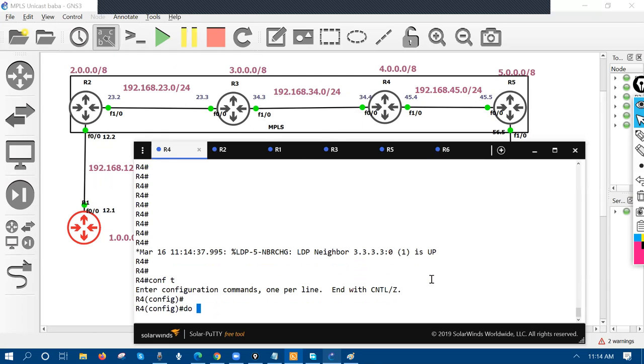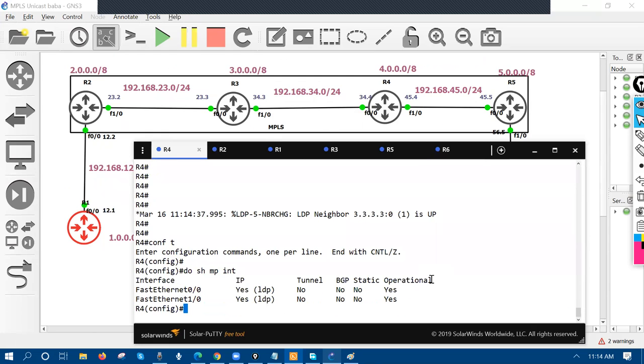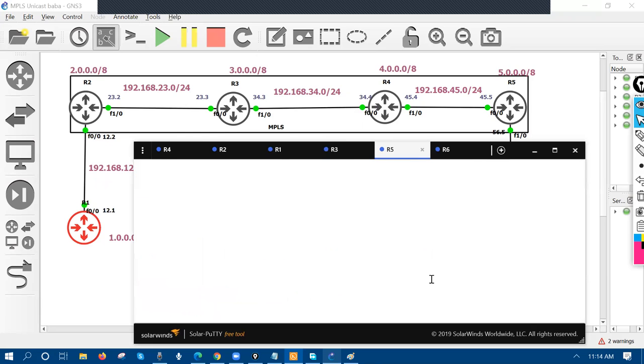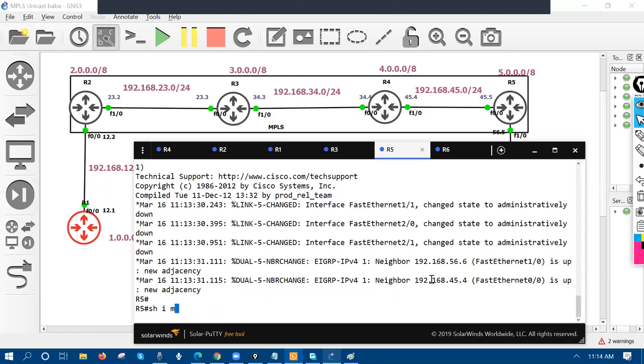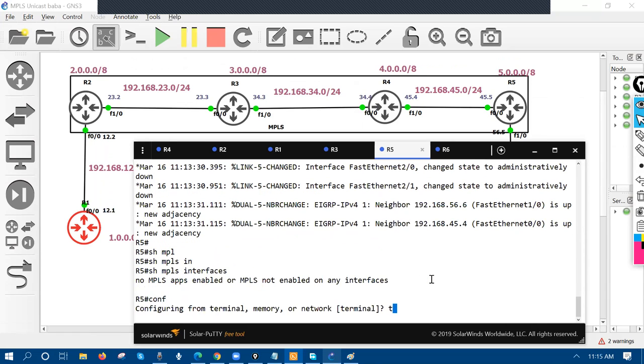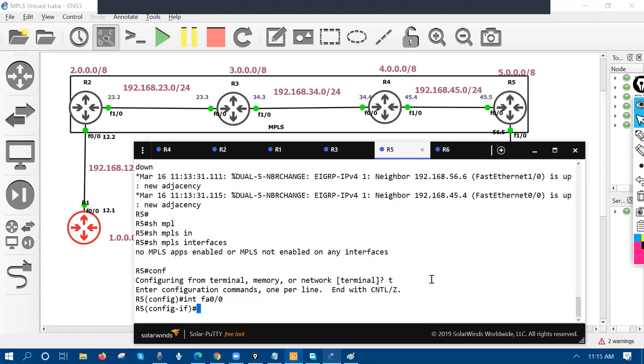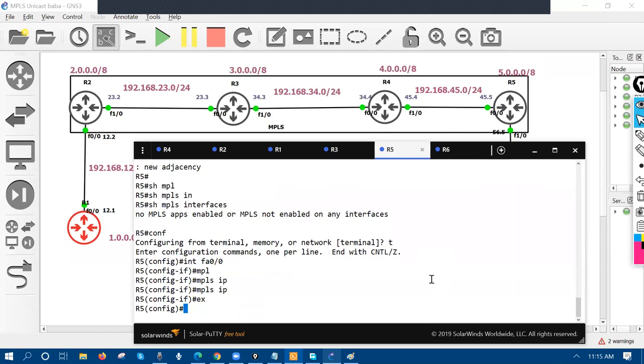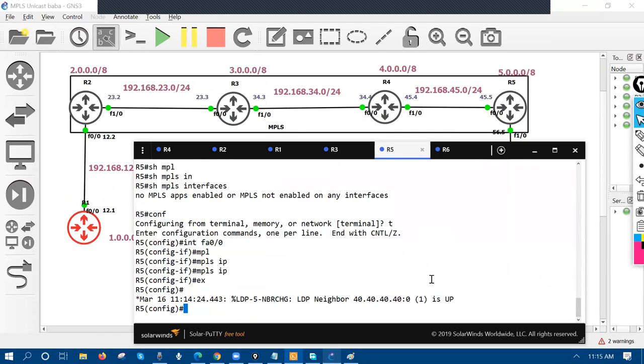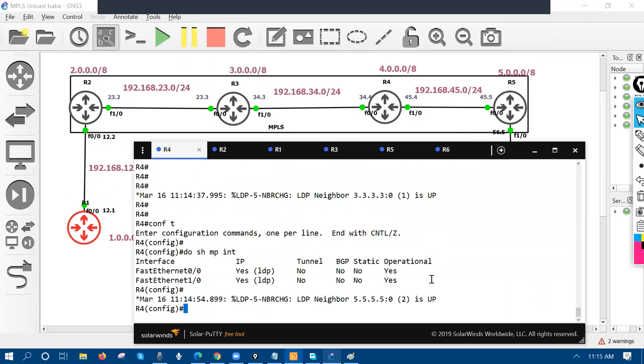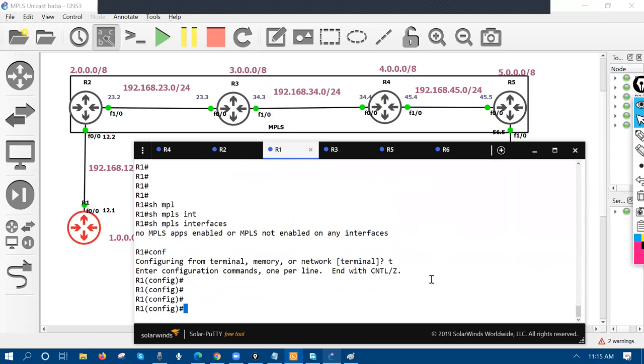you show mpls interface. I think MPLS is pre-configured. Yes. On R5, show mpls interface. No, so let's enable interface 0/0 mpls ip. All done. So I am done with the MPLS now. You can see on R6 from R1, if I do a trace, all is working fine, right?